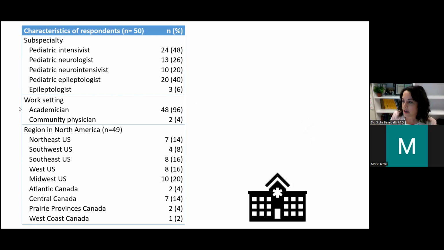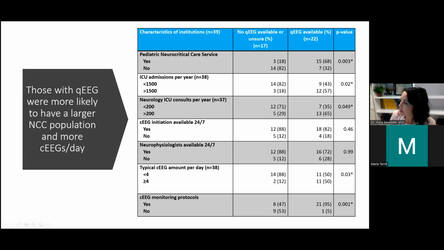We had a nice variety of respondents of different specialties, from epileptologists to intensivists. Most were academicians. When we looked at who was using quantitative EEG versus who wasn't, we found that centers with a higher volume of ICU admissions and more neurology consults tended to use quantitative EEG more. And going along with that, those centers that had a neurocritical care service were more likely to use quantitative EEG. And then the centers that had more continuous EEGs running per day in their ICUs, so if they had more than 4 per day, they were more likely to use quantitative EEG.